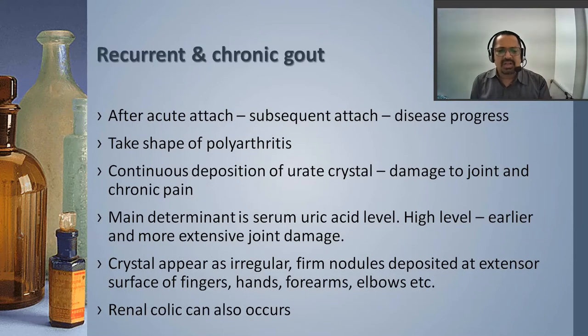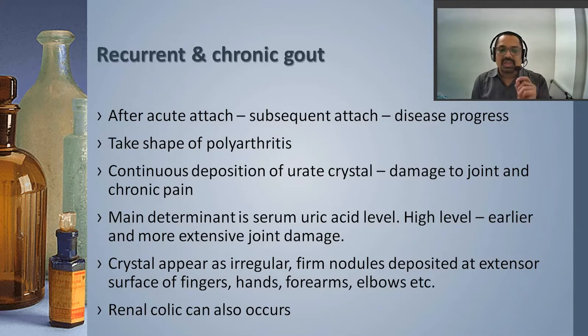The main determinant is the serum uric acid level. Serum uric acid level is the main determinant of this condition. A high level, early onset, or more extensive joint damage may lead to this. The crystals appear as irregular firm nodules.